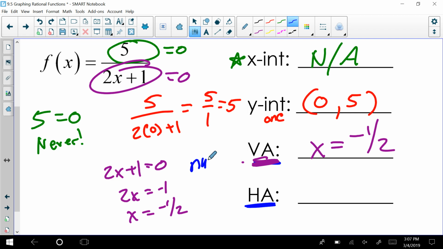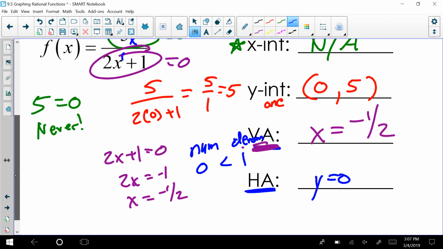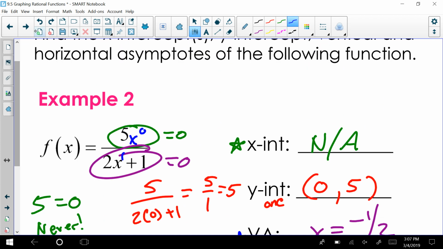Moving on to the horizontal asymptote. I compare the numerator to the denominator in their degrees. Well, the numerator, this is x to the 0, so it's 0 really, compared to, oh, that's 1. 0 is less than 1. That's case number 1, which is y equals 0. Again, great time now to pause the video. Make sure you're really understanding what just happened there.